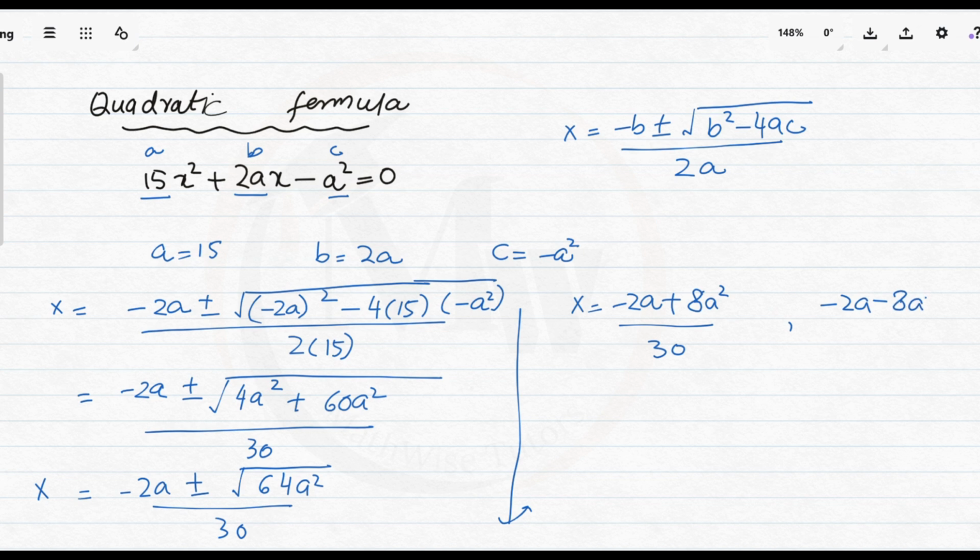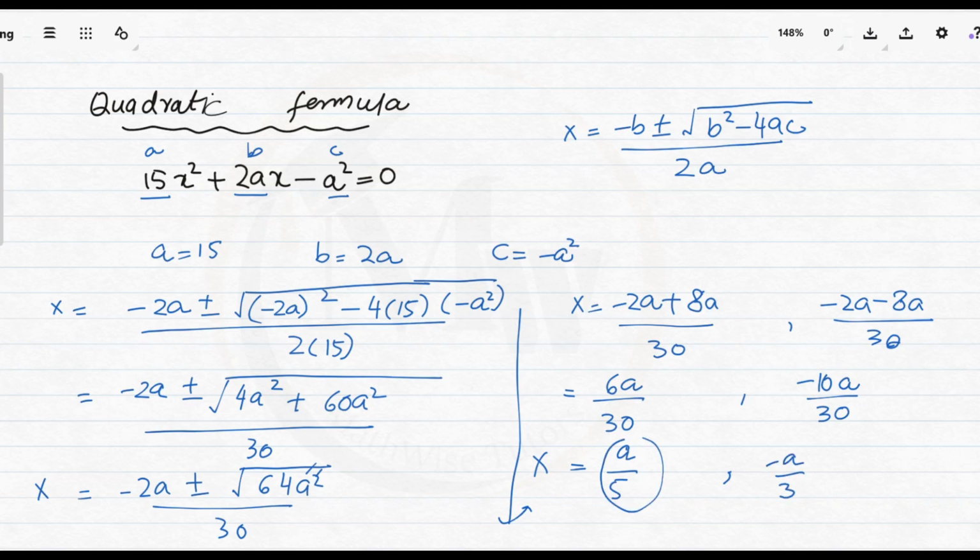So it is minus 2a plus 8a divided by 30, and minus 2a minus 8a divided by 30. After simplification, it gives us 6a over 30 and minus 10a over 30. More simplification gives us a over 5 and minus a over 3. These are the two x values using the quadratic formula.